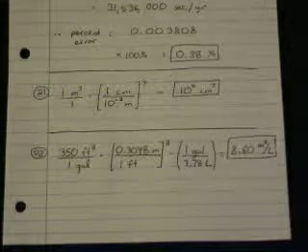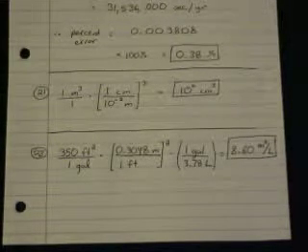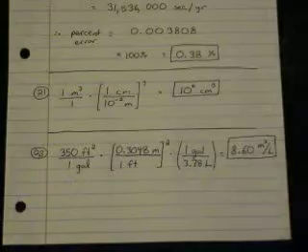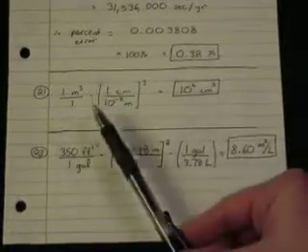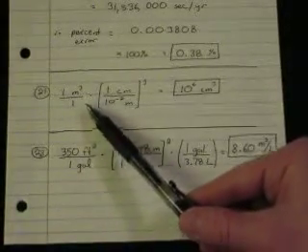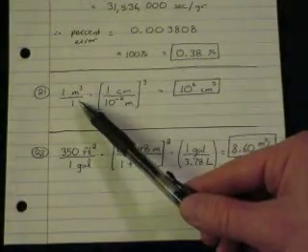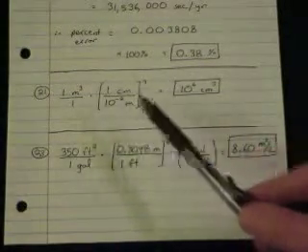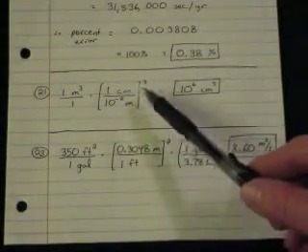Number 21 asks how many cubic centimeters are in a cubic meter. So, simple unit conversion. We start with 1 cubic meter. Since it's not a ratio, just put it over 1. We're going to multiply by a fraction that's equal to 1.